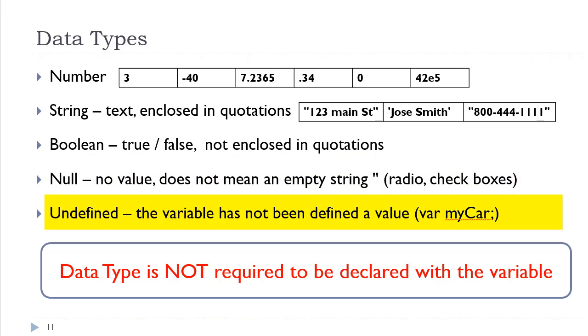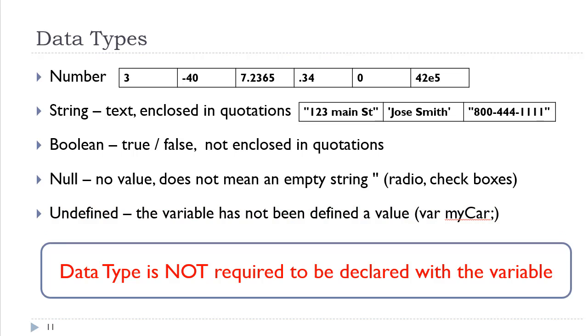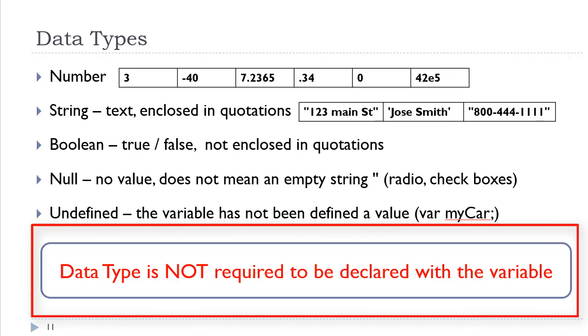Another data type is undefined. If a variable has been declared and a value has not been defined, and you use that variable, it will return the value of undefined. In JavaScript, you do not need to declare the data type when you're declaring the variable. In other programming languages, this is required. So if you have a background in other programming languages, be aware that you do not need to declare the data type when you declare the variable.